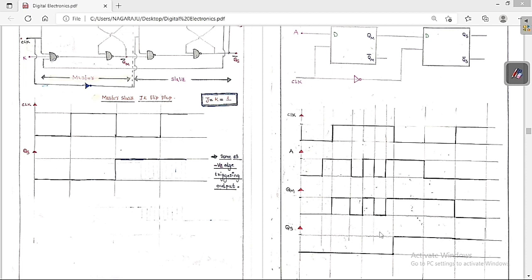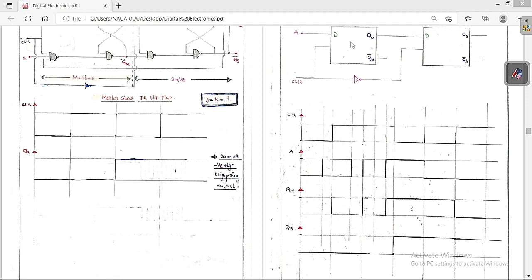If you see clearly, the QS output is similar to negative edge triggering. Whenever there is negative edge triggering, the output is changing. See clearly, this is a negative edge triggering. Whenever there is a negative edge triggering, the output is changing. Again, if there is a negative edge triggering, again the output will change. So we can say the QS output is similar to the negative edge triggering of the clock. This is the concept that we always have to keep in mind.